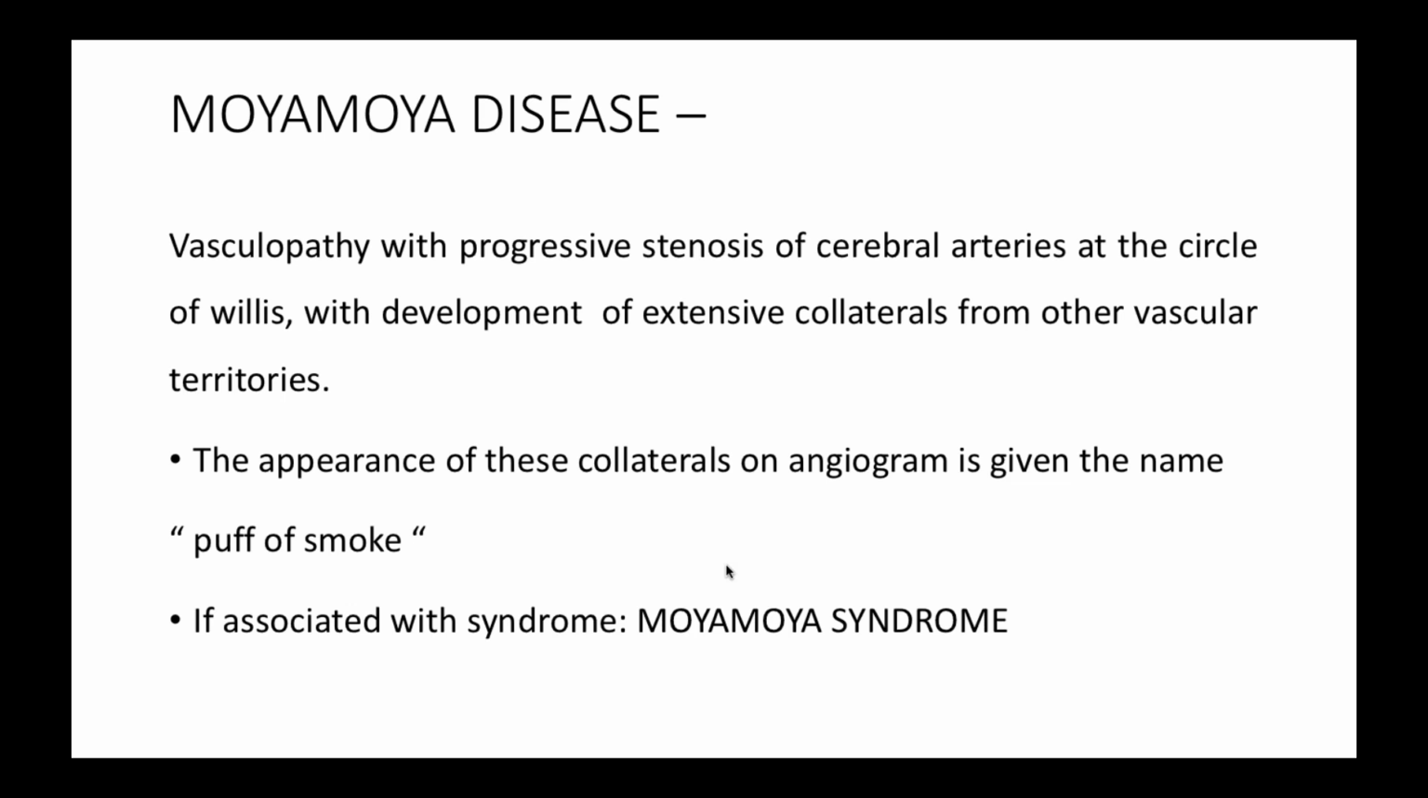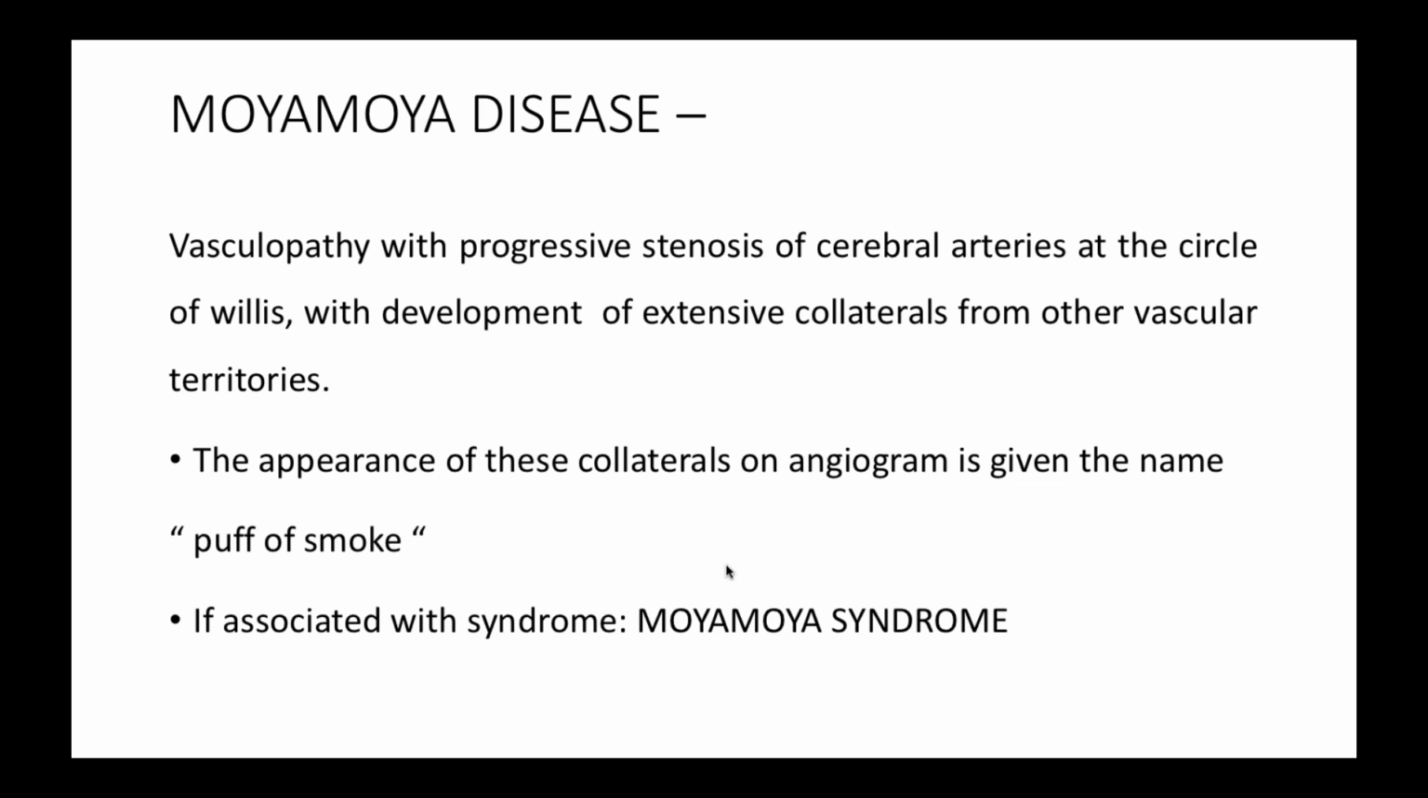Now, so there are two things. First, there is occlusion of the arterial supply. And secondly, because of the formation of collaterals, which have a very thin wall and are very friable, there may be a chance of hemorrhage also from these collaterals. So there could be both ischemia as well as hemorrhage. So this is one example where both can occur together.